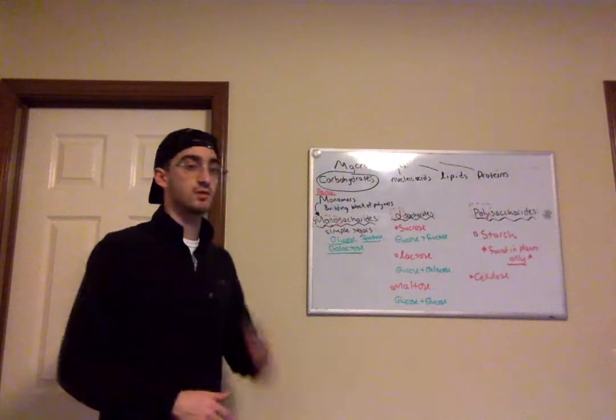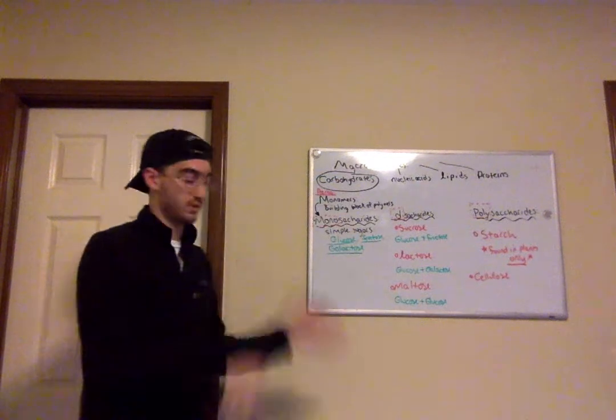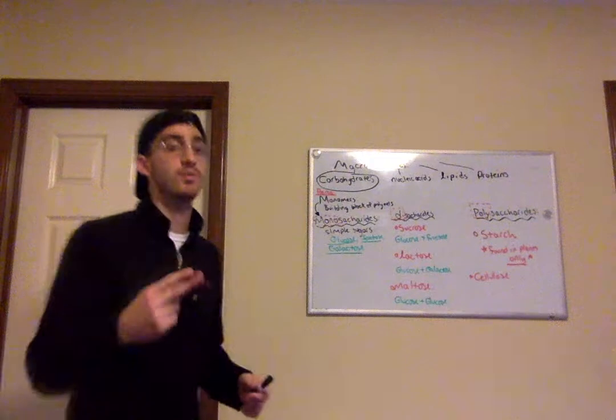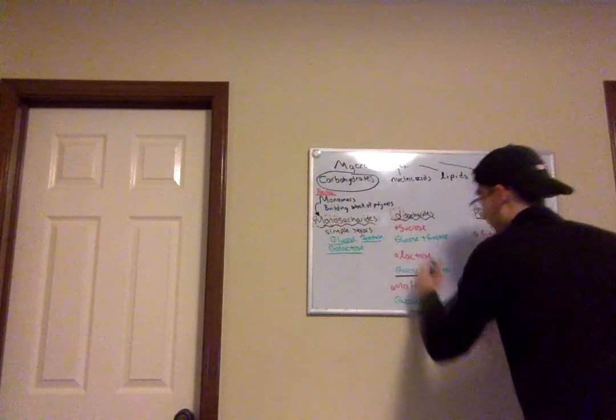Last but not least, we have maltose. Maltose is one of the easier ones. It's just glucose plus glucose. Yes, you can combine the same monosaccharides together, but that will give you maltose.